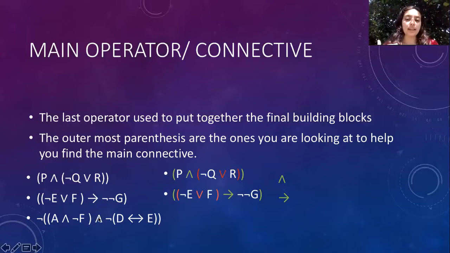But wait, you're not done. That's not the main operator. The main operator is the final operator used when you're building all your building blocks. And so it's actually the negation because it's that final thing. It's negating the entire sentence. So everything is involved with that negation.